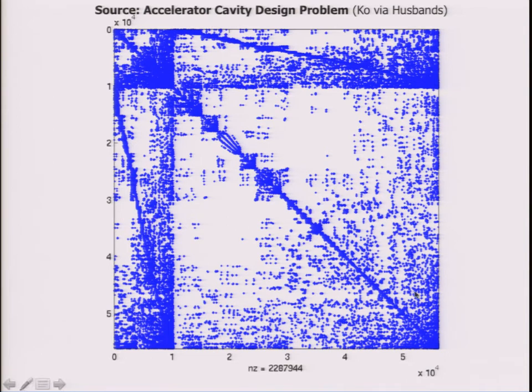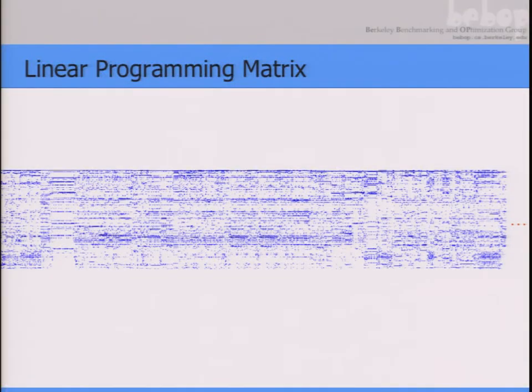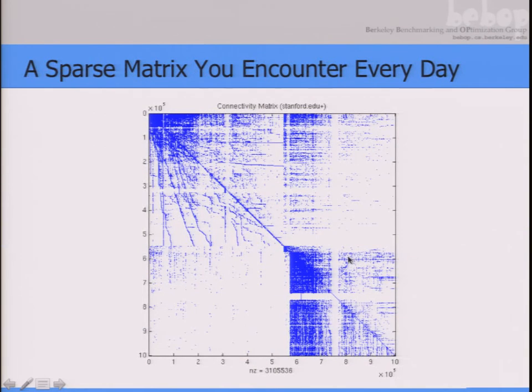This came up in designing a new accelerator cavity design problem. And this isn't a terribly large matrix. To be able to make a spy plot, you can see we took a little submatrix of their much bigger matrix. Here's one that came out of some sort of economic modeling. They tend to get long, skinny matrices for doing linear programming. And in fact, this is just the first 20,000 columns of a 4,000 by 1 million matrix. And here's a matrix that billions of people use every day. So what do you think it is?